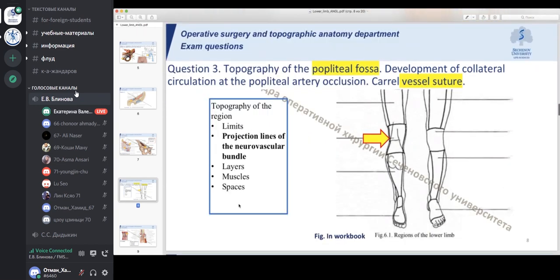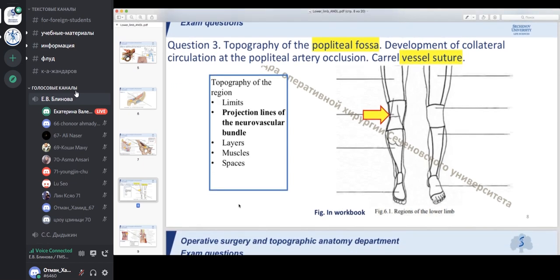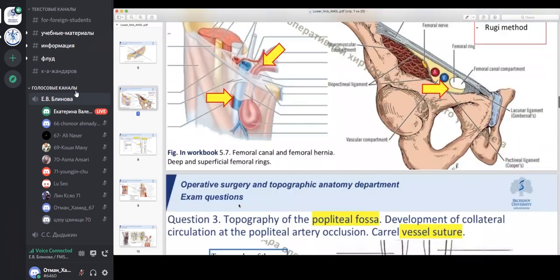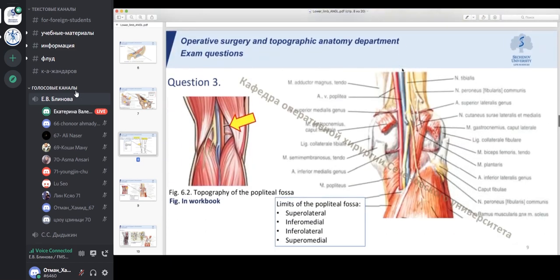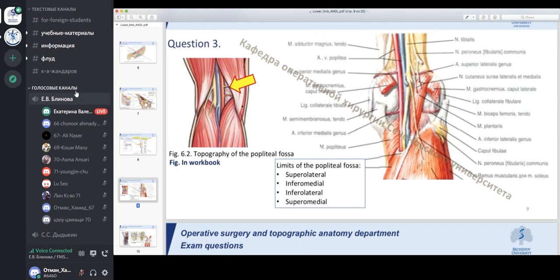Next question: topography of the popliteal fossa, development of collateral circulation at popliteal artery occlusion, Carrel vessel suturing. The popliteal fossa is the posterior part of the knee joint region. The popliteal fossa has a rhomboid shape. Superiorly, the rhomb is formed by the tendon of the biceps muscle laterally and the semitendinosus and semimembranosus muscles medially. Inferiorly are the heads of the gastrocnemius muscle.